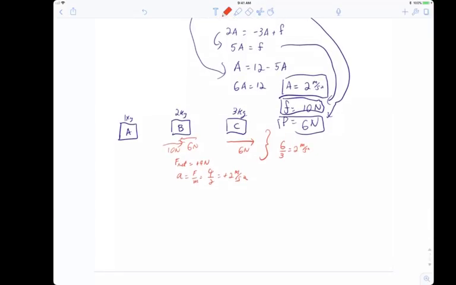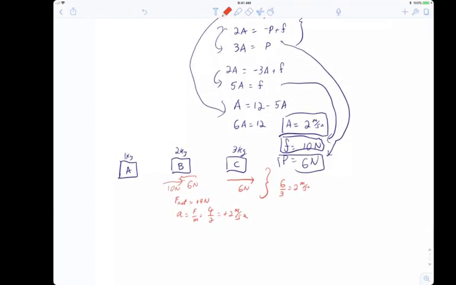Okay, so then A is going to have two forces on it. One pointing that way, that's 10 newtons strong, and then one pointing this way, that's 12 newtons strong. So F net is plus 2 newtons, and the acceleration is 2 over 1, that's 2. So you see they all have the same acceleration. Does that make sense? Okay, I hope so.